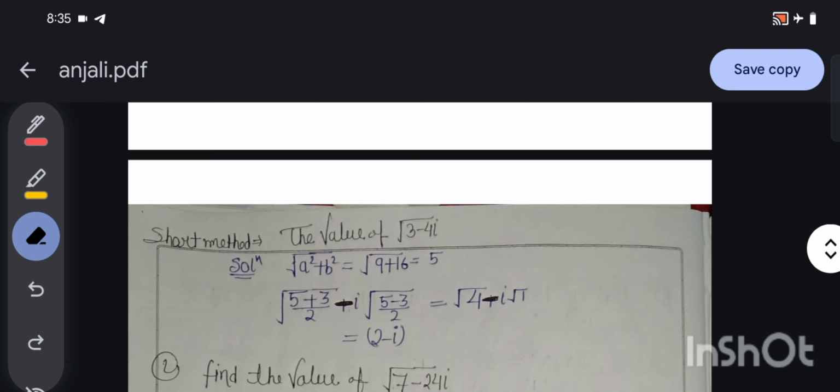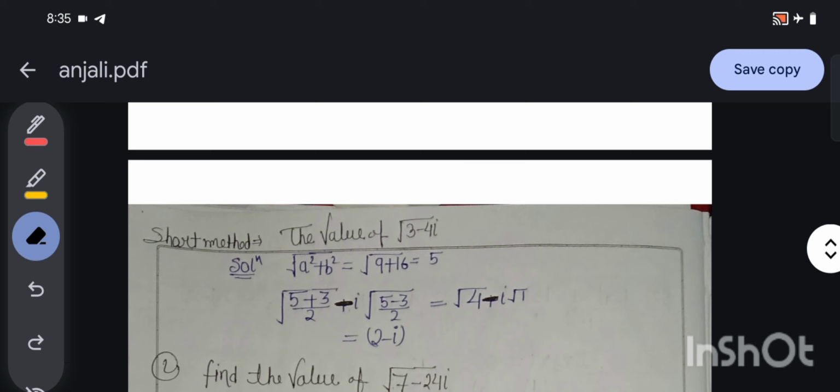We will learn how we can find out the value of root of any complex number in shortcut method. Your first question is the value of root of 3 minus 4 iota. In the previous class, we had used the long method, okay? But in this class, we use the shortcut method.